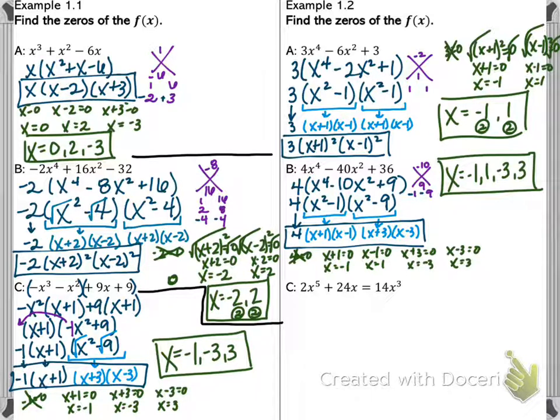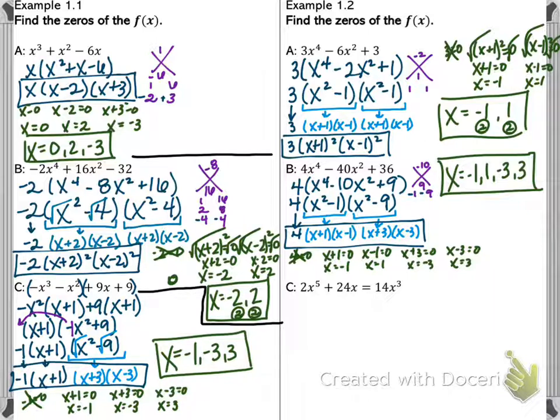So the letter C, remember the first thing that we have to do when we're doing problems like this is we need to make sure it equals 0. We need everything on the same side. And currently I have that equals 14x cubed. That's not on the right side. So I need to bring it over.